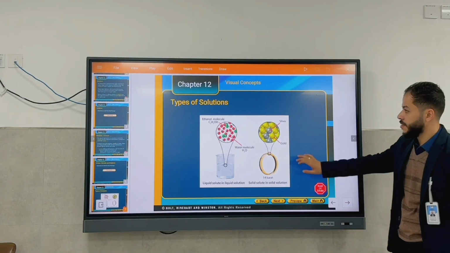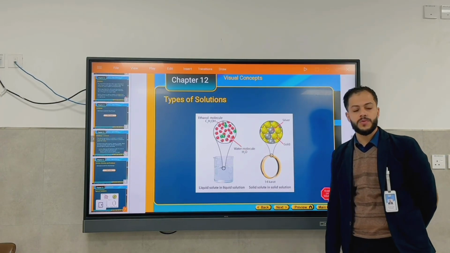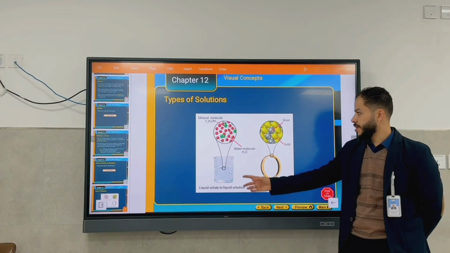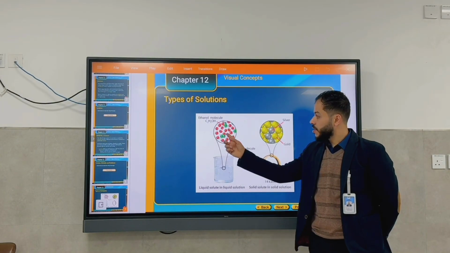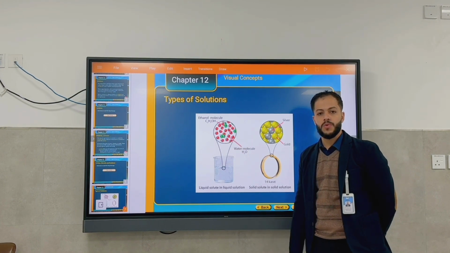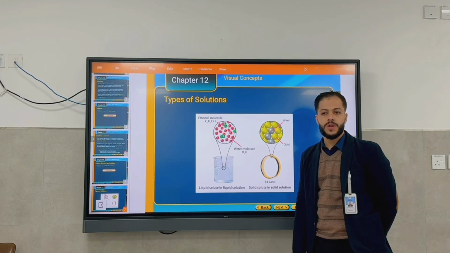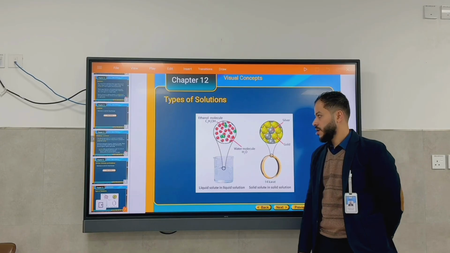As you see here, could you determine which one is the solvent and which one is the solute? For example, here we have ethanol molecules dissolved in water. The green one is the ethanol, right? And the red and blue one is the water. So which one is the solvent, and which one is the solute? Water is the solvent. Yeah. And we have the ethanol, which means the solute. Exactly.